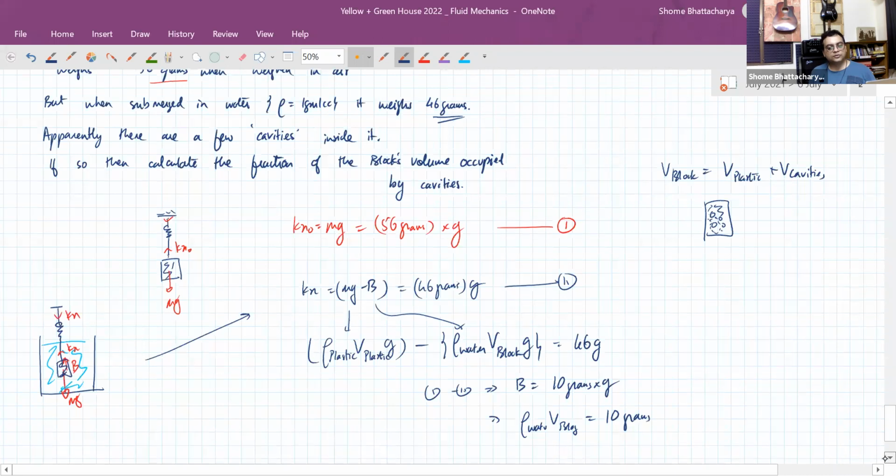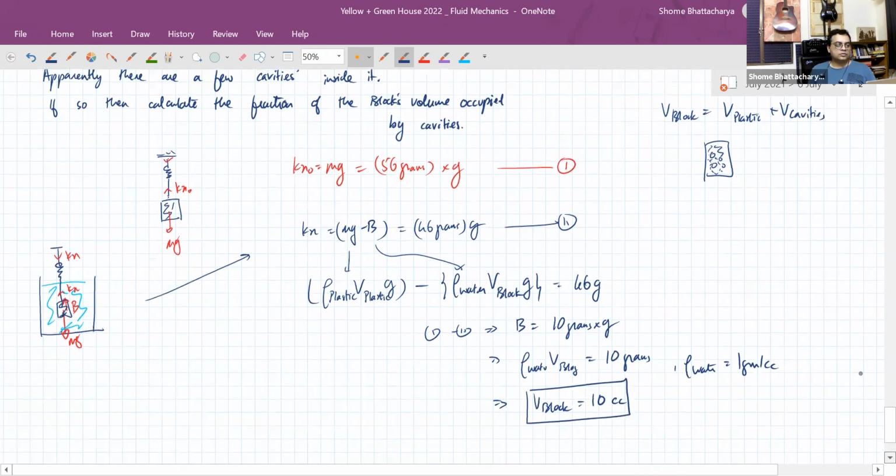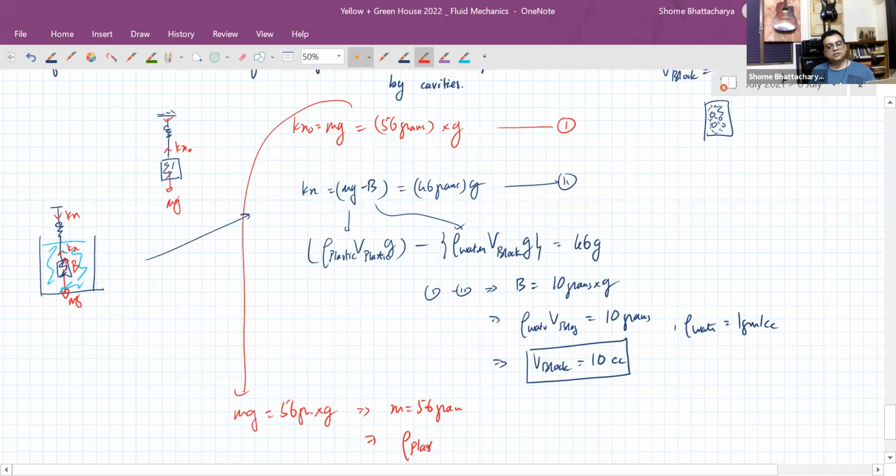So that means the actual volume of the block is how much? The volume of the block is 10 cubic centimeters, because density of water is 1 gram per cc. Now this is also showing me from equation 1 that mg is equal to 56 grams times g, or m is equal to 56 grams. So density of plastic times the true volume of plastic is 56 grams.